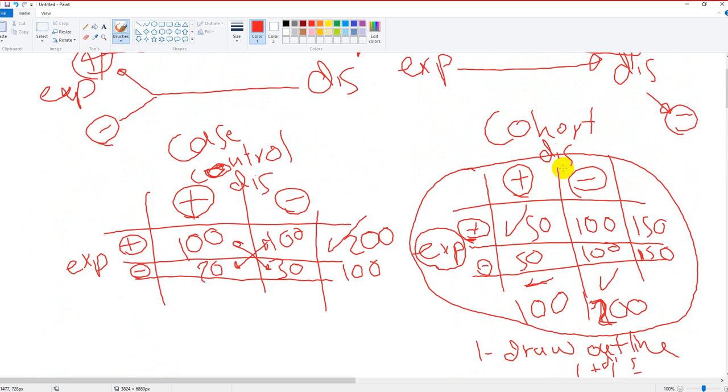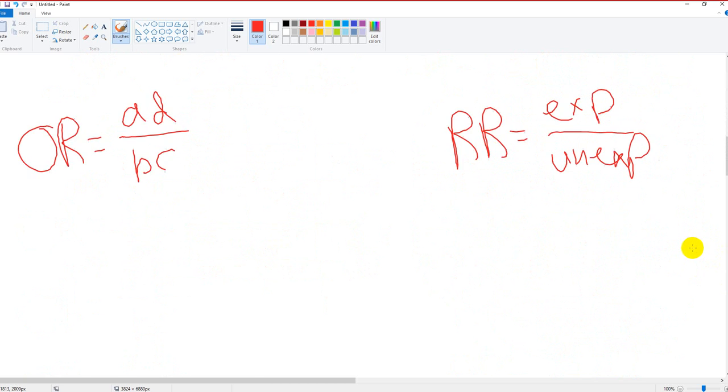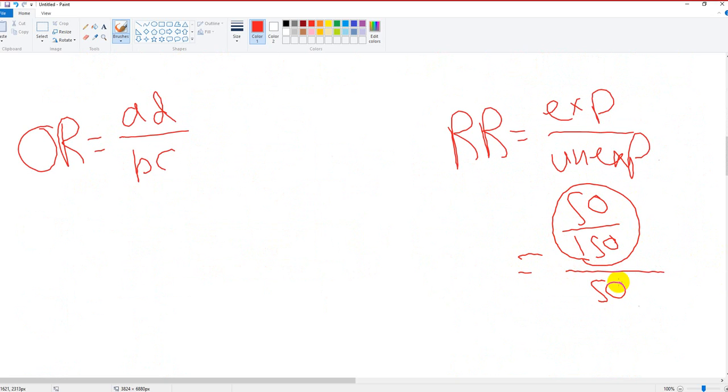Okay. Now the exposed, how many people got the disease out of those exposed? 50, right? Yeah. 50 over 150, right? How about those who are unexposed? How many people got the disease? Disease positive are 50. Wonderful. 50 over 150, the same. Okay. So when we want to construct the relative risk, it will be just like this. 50 over 150, those are the exposed, divided by 50 over 150, those who are unexposed, right?